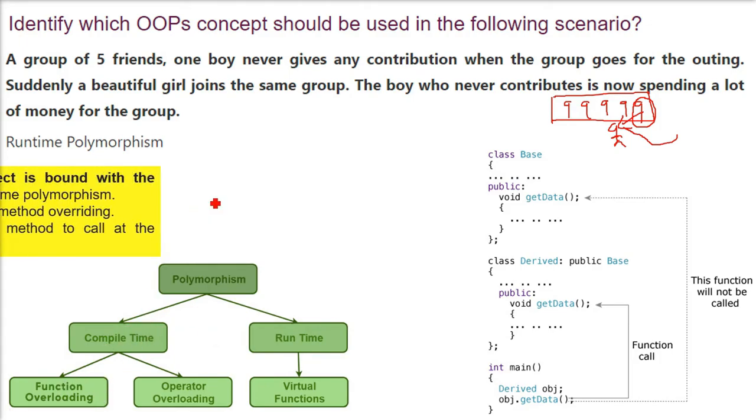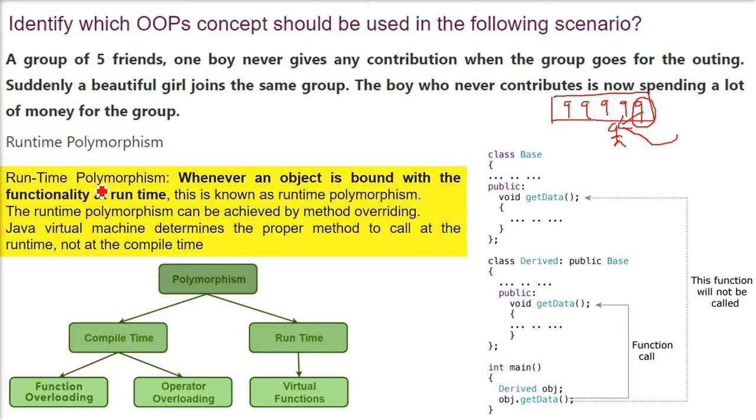So let me tell you again, runtime polymorphism. Whenever an object is bound with the functionality not at compile time but at runtime, when you actually run the program, it goes to the processor, then this runtime polymorphism takes place. So runtime polymorphism can be achieved by method overriding. And for method overriding, you have to use virtual functions.